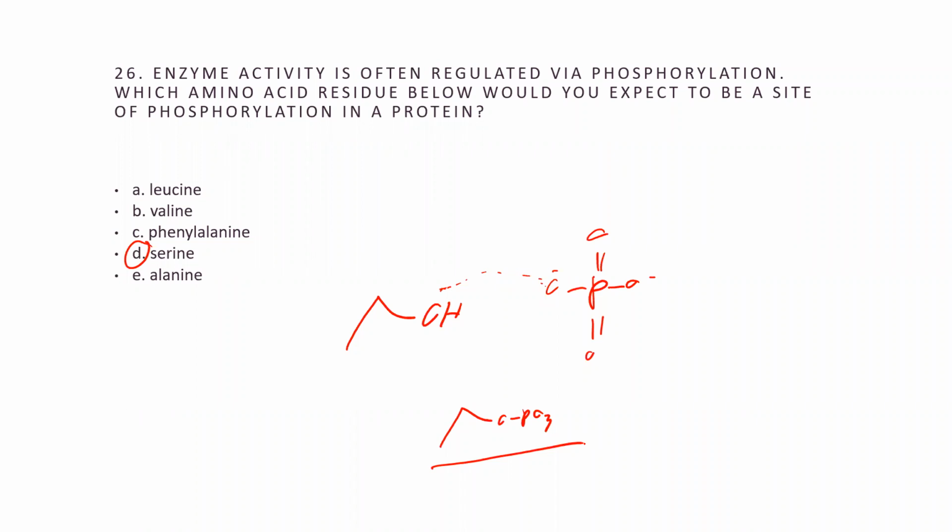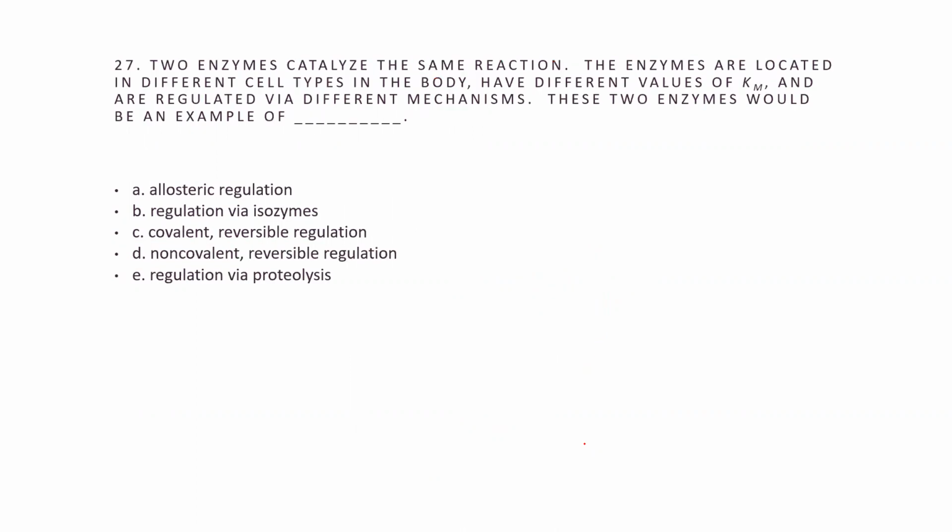Yeah, so typically we use ATP or GTP. Okay, two enzymes catalyze the same reaction. The enzymes are located in different cell types in the body, have different values of Km, and are regulated via different mechanisms. These two enzymes would be an example of, and why is that? Yeah, they're isozymes, right? So they catalyze the same reaction, but they're in different cell types and they have different Km values, right? So they do the same reaction, they just do it differently.